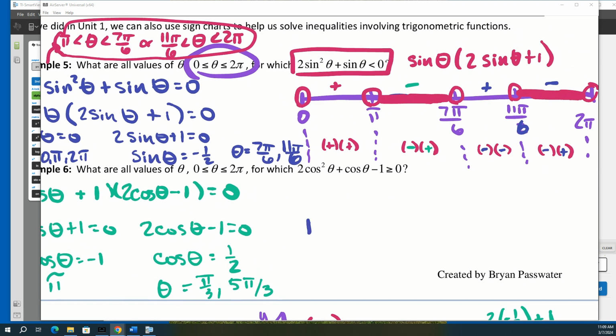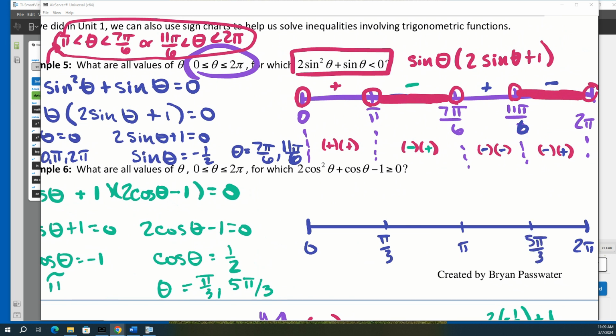All right, so on our unit circle, on our number line, we're going to go from 0 to 2 pi. And I'm going to put the angles that I just found in numerical order. So it's going to be pi over 3, pi, 5 pi over 3. All right, and so this time, bless you, because I do have the or equal to, I am going to make those dark circles.